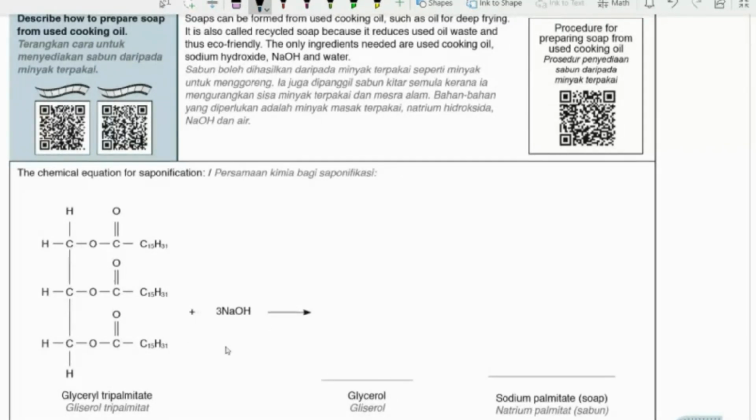Now can you please try to draw out the glycerol and then draw the sodium palmitate. So draw now, everybody.